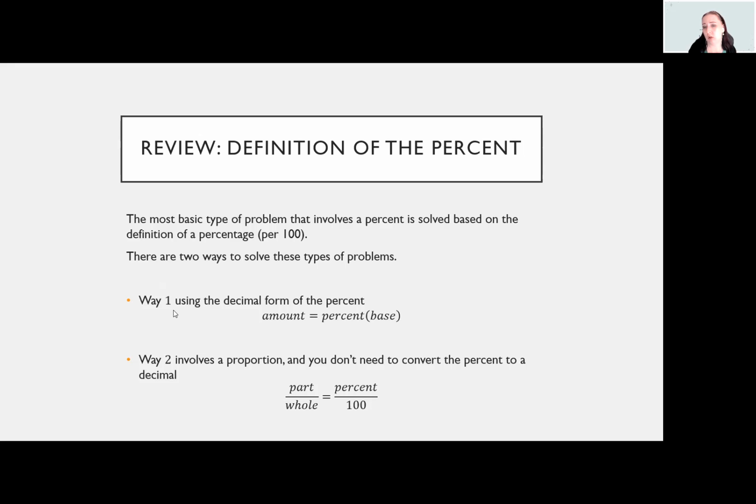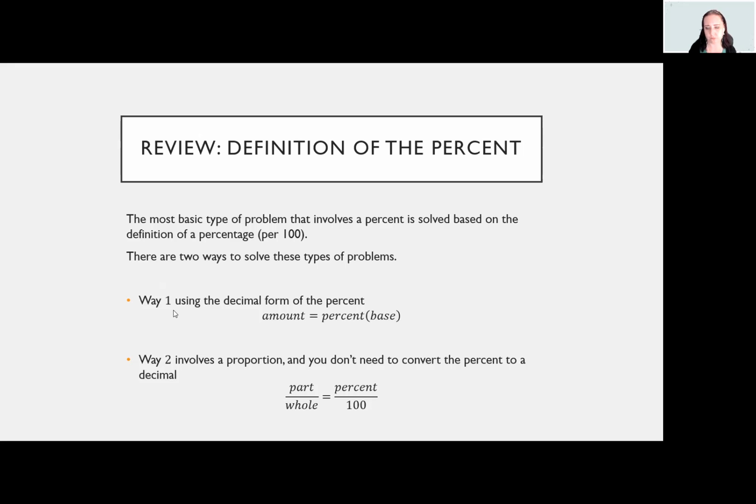Way two, you are writing it instead as a proportion by basically using the definition of a percent. So you think of a percent, it's part out of a whole. Like if you have 50% of something, you have 50 out of the whole thing, which is 100. So you're thinking of it in terms of a fraction, part of a whole equals your percent over 100. And when you use the proportion method, you don't have to convert it to a decimal.